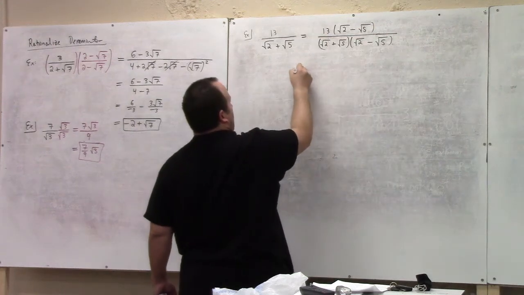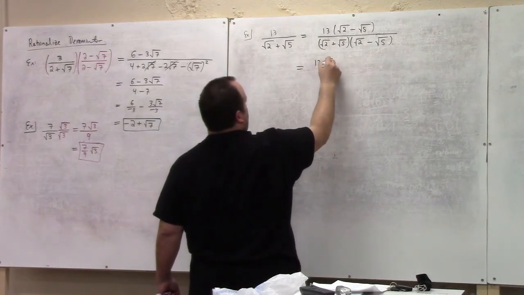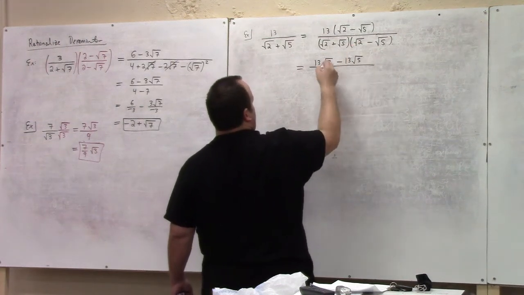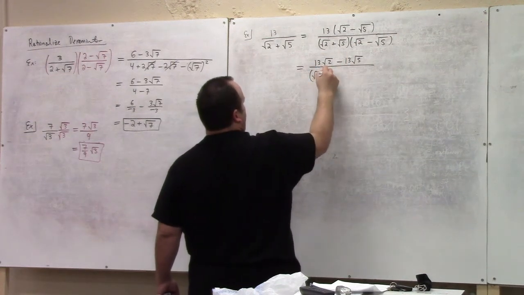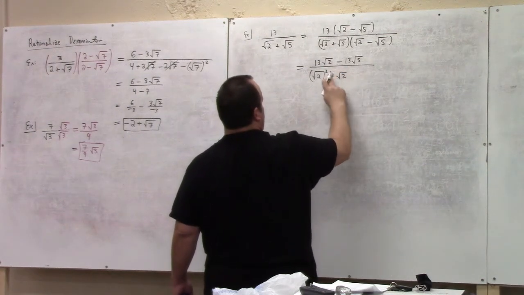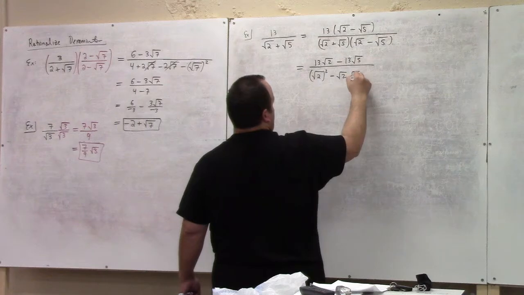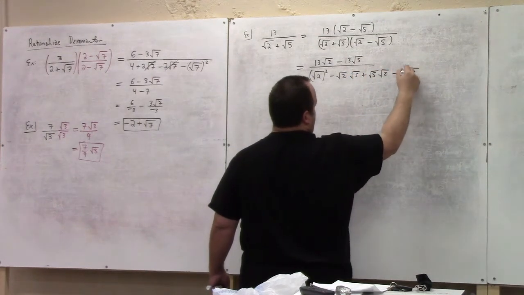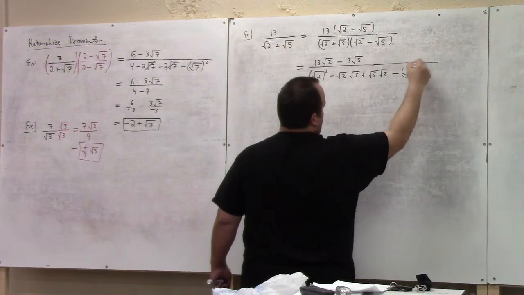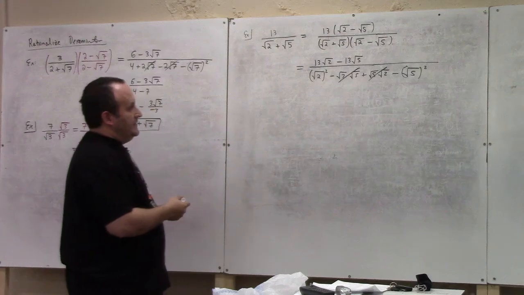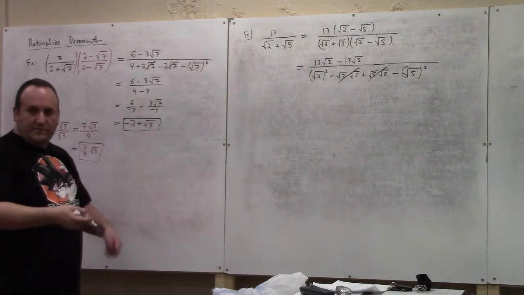So that gives me 13 root 2 minus 13 root 5 upstairs. And downstairs I get root 2 squared plus root 2 root 5, or minus root 2 root 5, plus root 5 root 2 minus root 5 squared. And so, of course, these guys cancel. And we've got 2 minus 5, which is what?